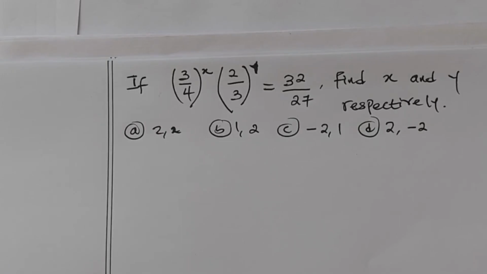(3/4) raised to the power of x times (2/3) raised to the power of y is equal to 32 over 27. Find x and y respectively.